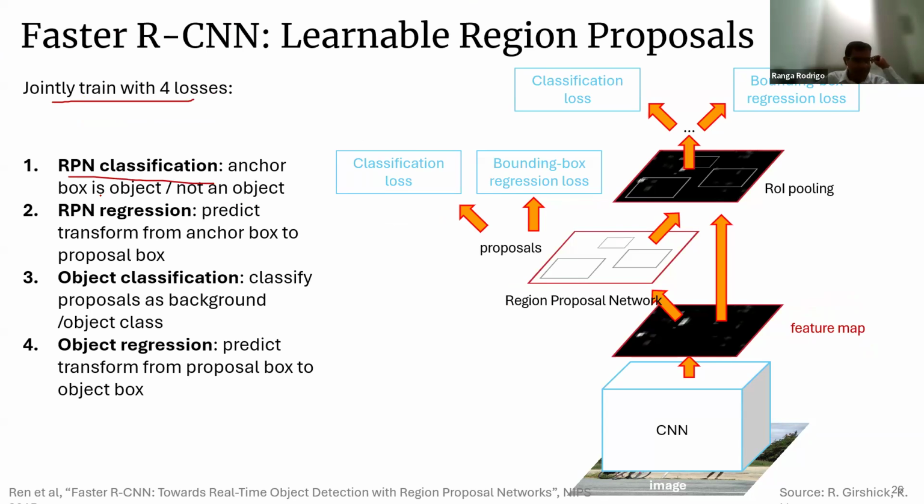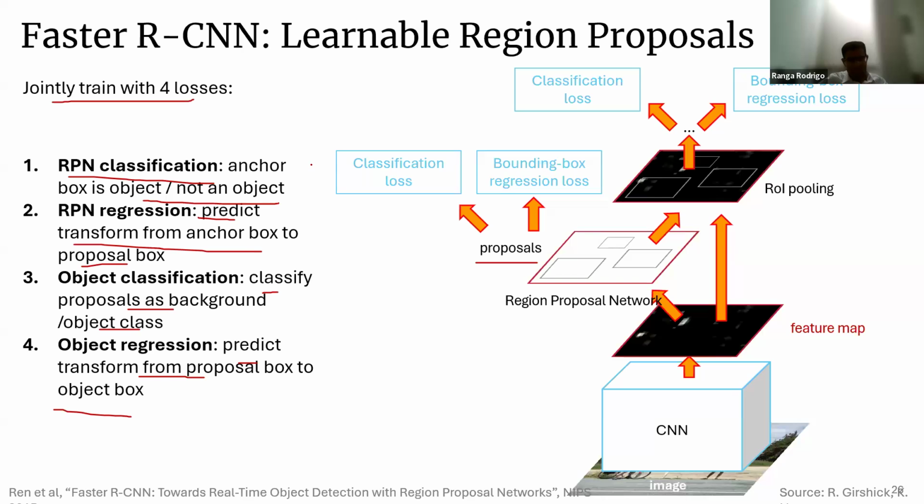anchor box is object, not an object. So they have so-called anchor boxes. It has an object, or not, according to what the network says. RPN regression predicts the transform from the anchor box to the proposal box. Object classification classifies proposals as background or object class. Object regression predicts the transform from the proposal box to the object box.